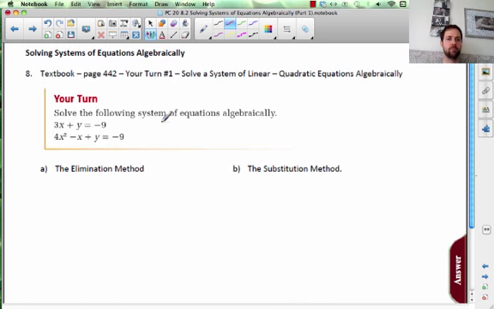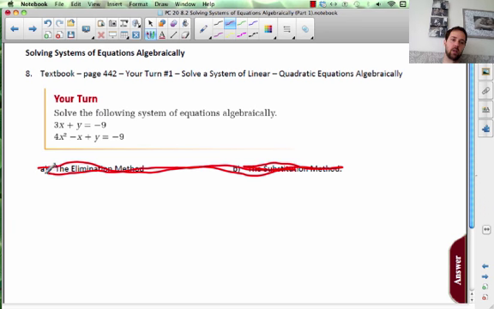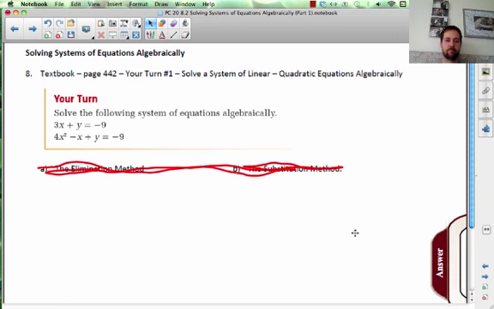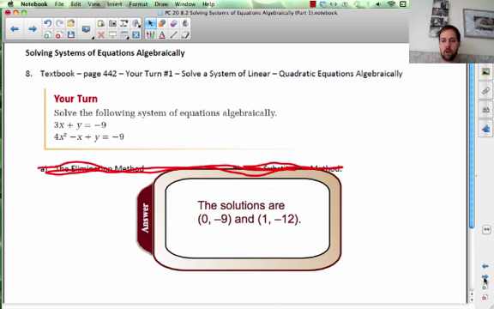Here's your turn. Go ahead and try to solve this using whichever method you want, like the method that I just showed you. So basically solve for y, set them equal to each other, and give it a go. Answer will be here as always. There you go.